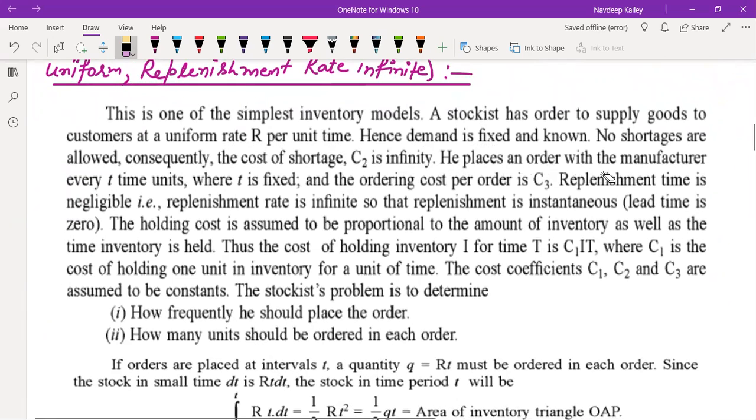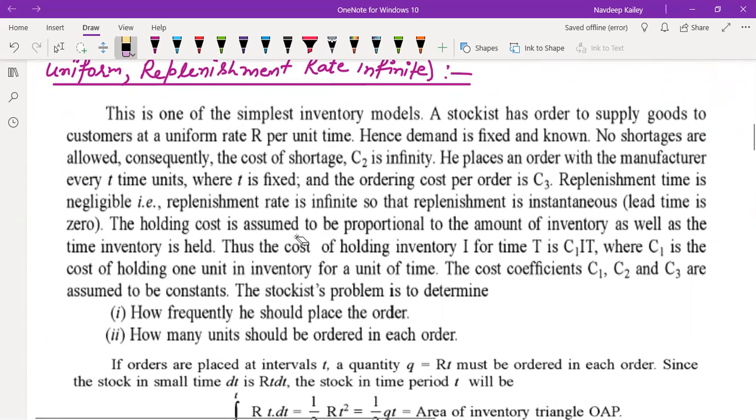He places an order with the manufacturer every T time units, where T is fixed, and the ordering cost per order is, say, capital C3. Replenishment time is negligible. We can also say that the replenishment rate is infinite, so that replenishment is instantaneous. That is, lead time is zero.